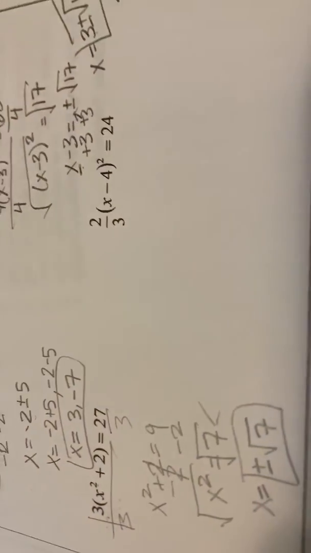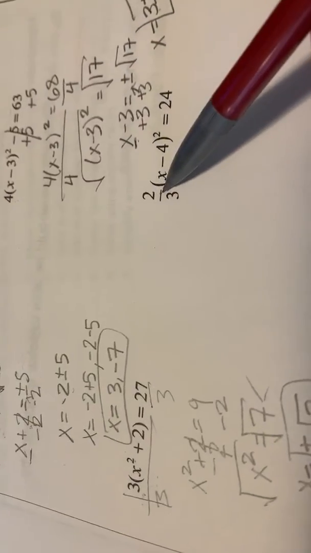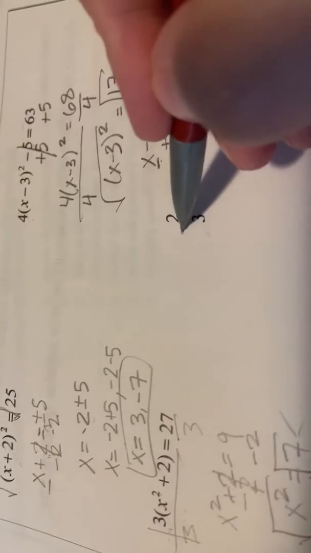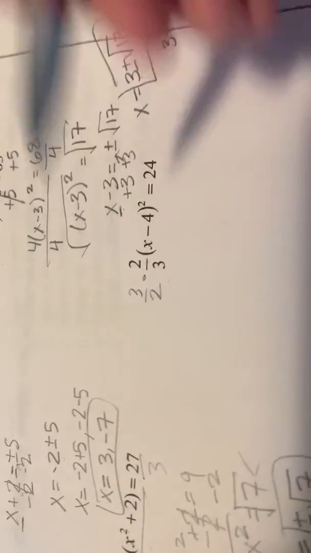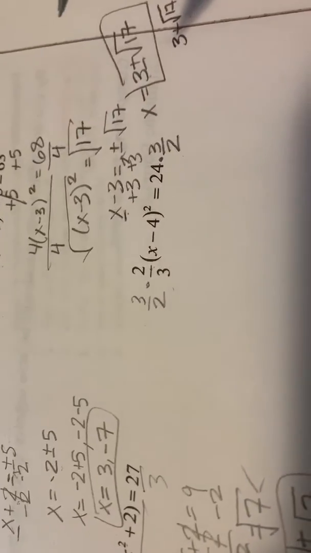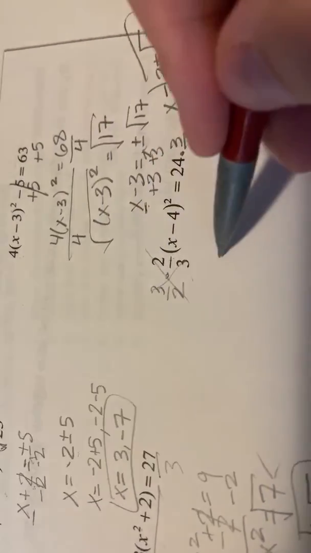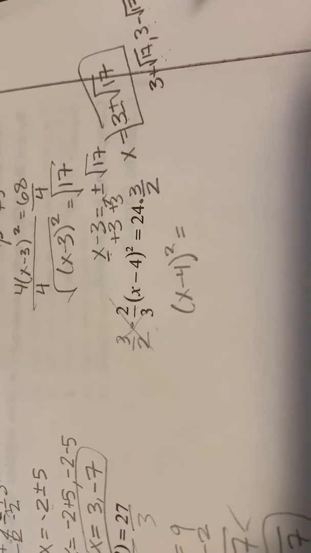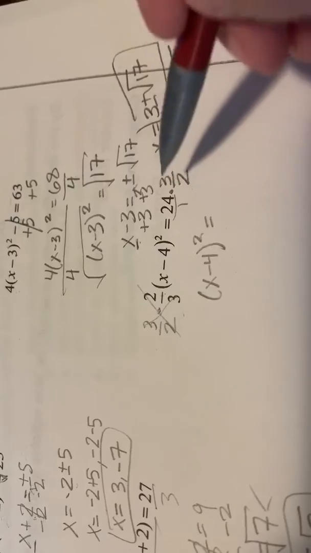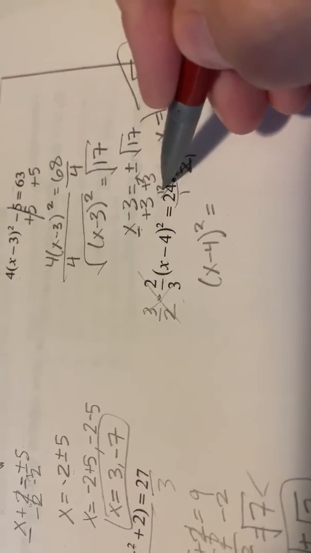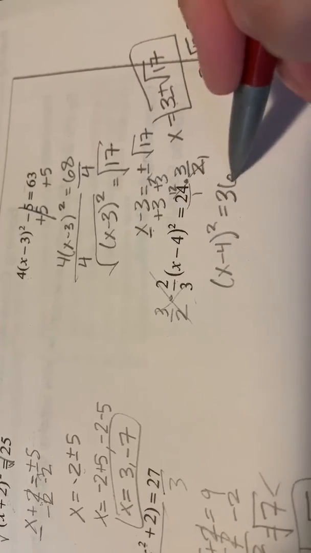Last but not least, I threw this one in there just to review how to get rid of a fraction. To get rid of this 2/3 out here, you could divide by 2/3, but we've talked a lot about how multiplying by the reciprocal is a lot easier. So to get rid of a 2/3, we're going to multiply by 3/2 on both sides. That gets rid of the 3, that gets rid of the 2. You have x minus 4 squared. Here you can just multiply, put a 1, multiply straight across, or I'm going to cross cancel so my numbers get a little nicer. So then I get 36.